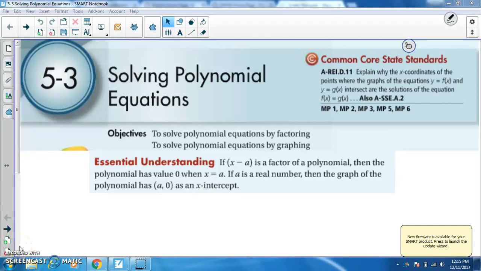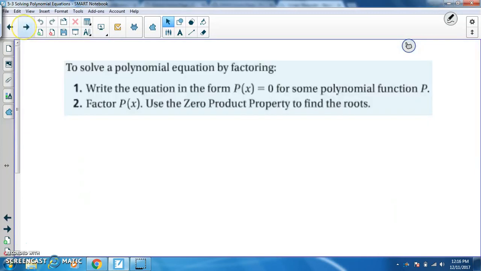Guys, today we're going to do 5.3, solving polynomial equations. The objectives: to solve polynomial equations by factoring and to solve polynomial equations by graphing. If x minus a is a factor of a polynomial, then the polynomial has value 0 when x is equal to a. If a is a real number, then the graph of the polynomial has a, 0 as an x-intercept.